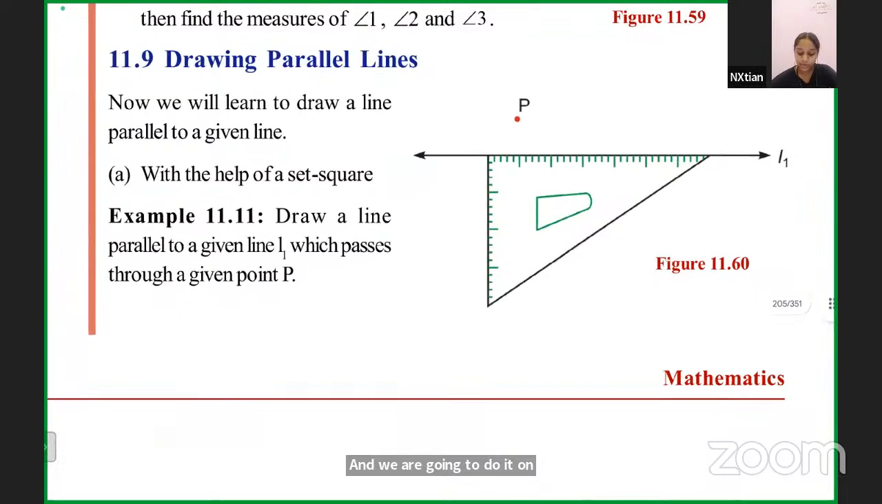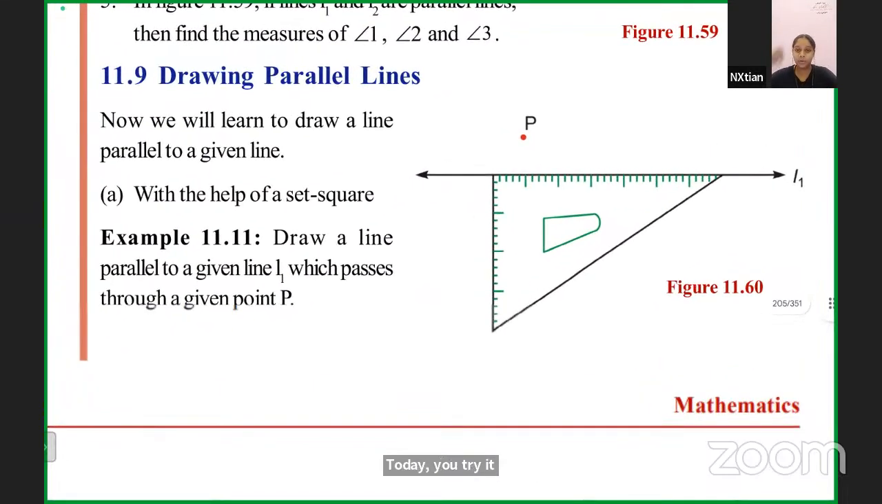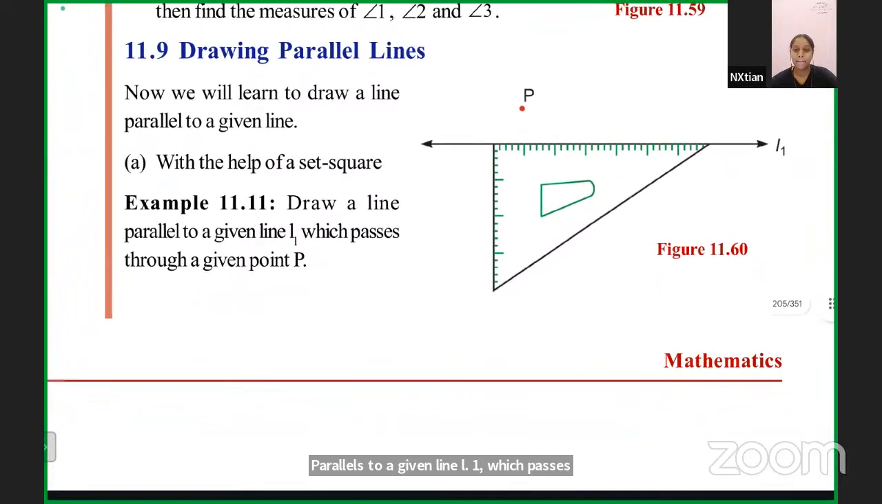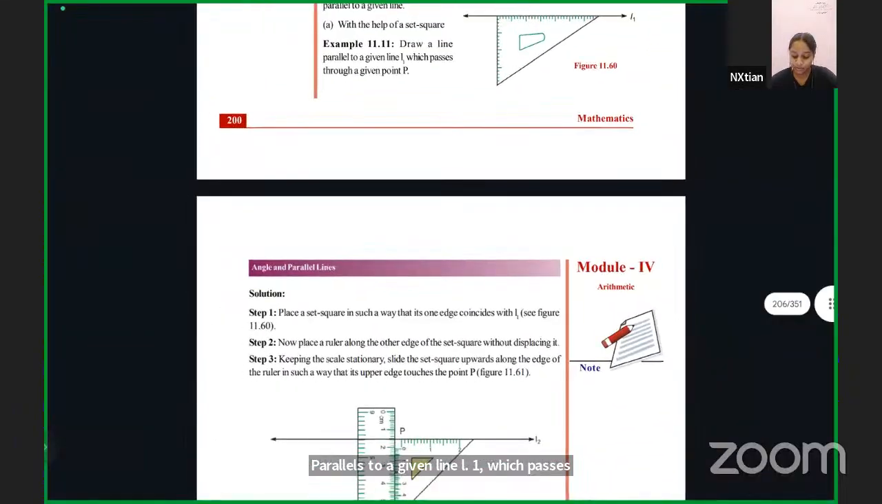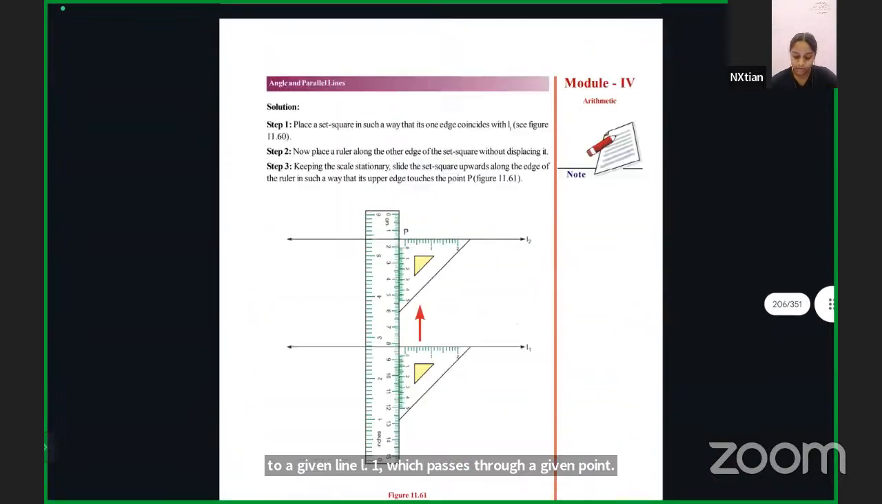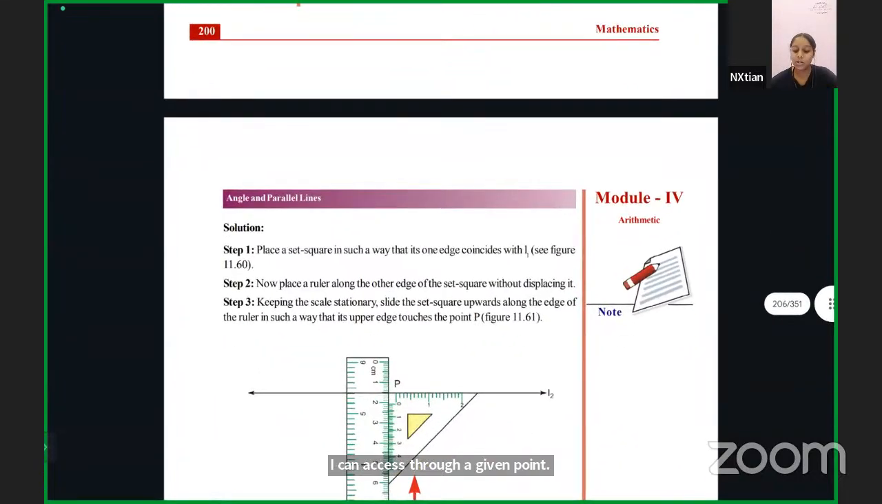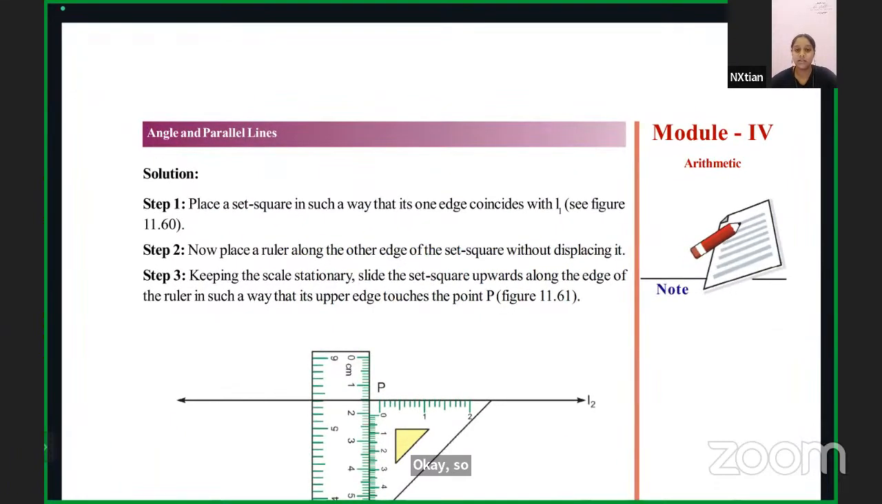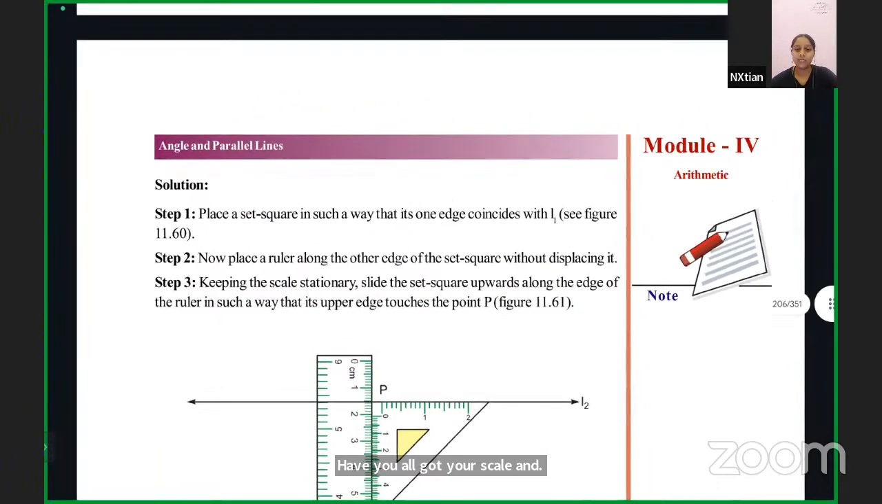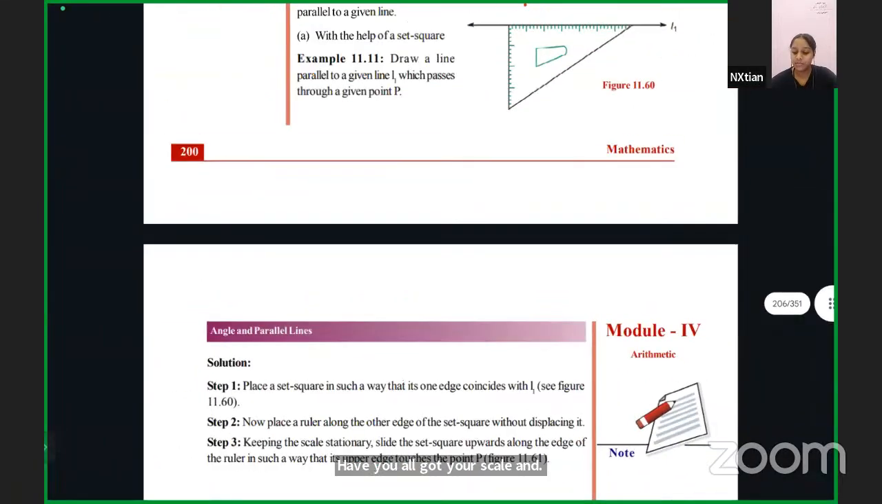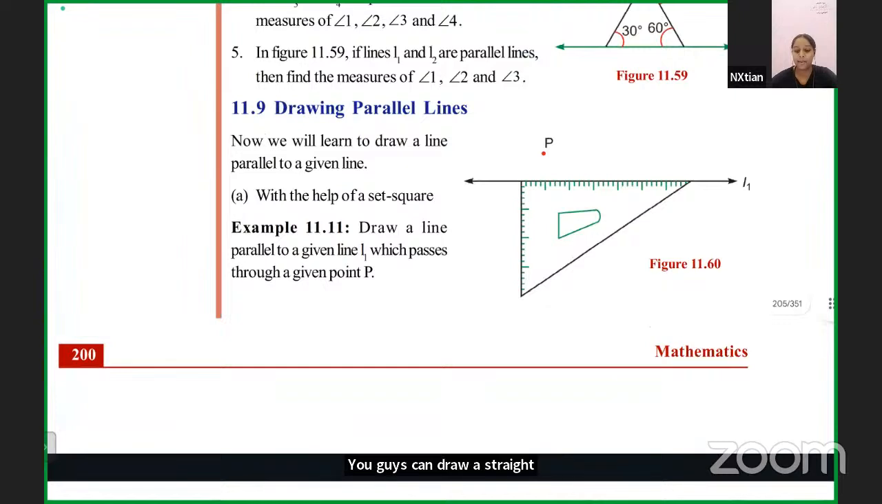We'll try it out. In the question, we will be given one line and a point above that line. This is point P. Now we have to draw a line parallel to the given line L1, which passes through the given point P. Have you all got your scale and set squares? Yes, ma'am. You can draw a straight line L1. First draw a straight line L1.